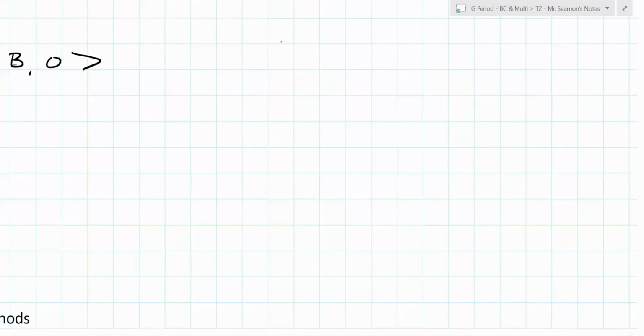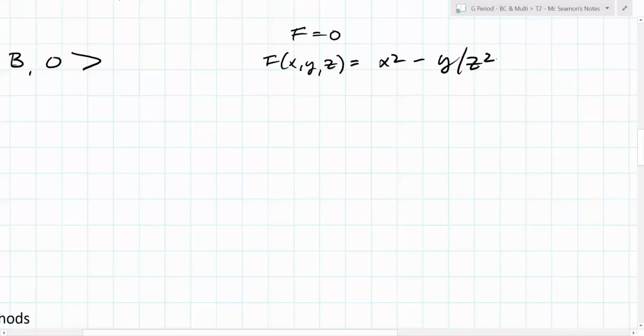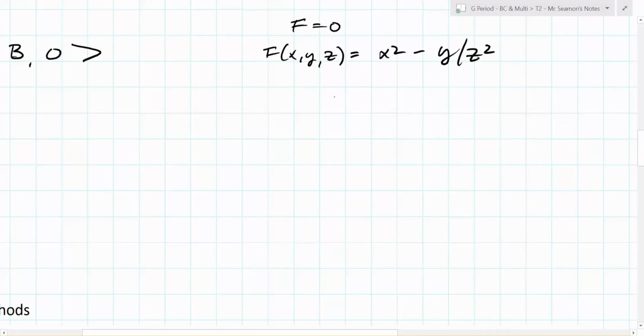What does it say? It tells us f is equal to 0. And what does it tell us f of x, y, z is? X squared minus y over z squared. So what surface are we looking at? If f is 0, and that's the equation, what surface are we looking at? 0 equals x squared minus y divided by z squared. That's what we're looking at so far, right?